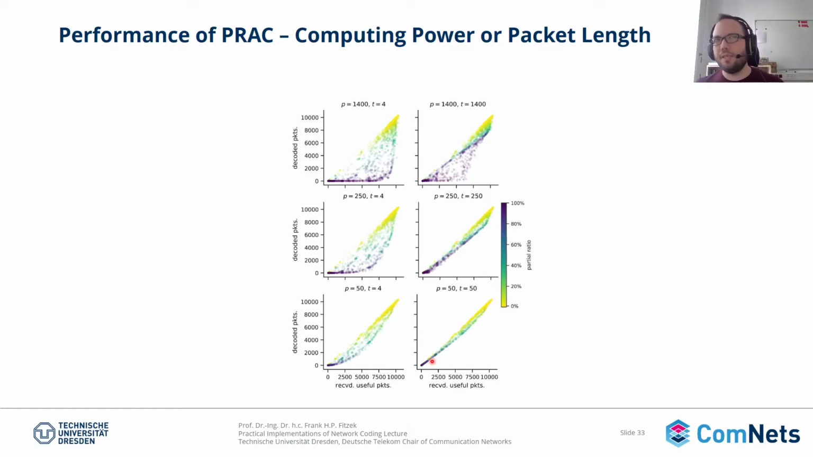So why is this beneficial? What would be the point of using PRAC instead of requesting another packet?